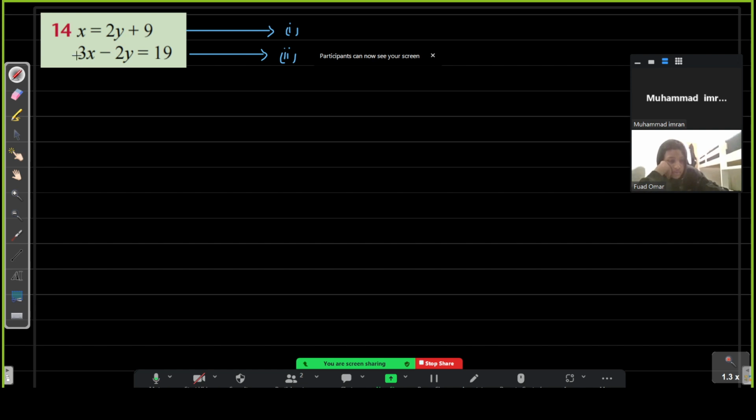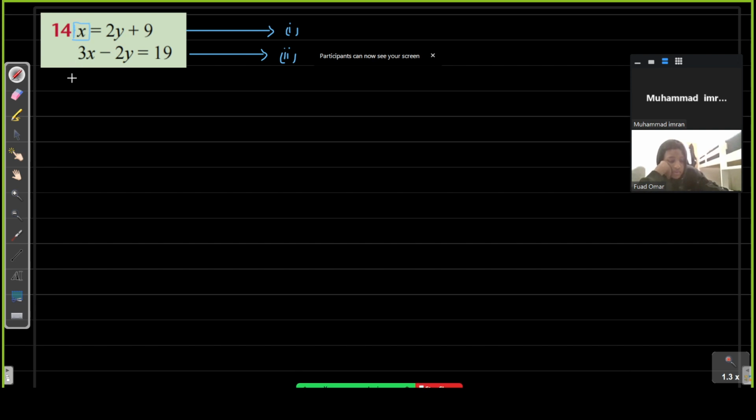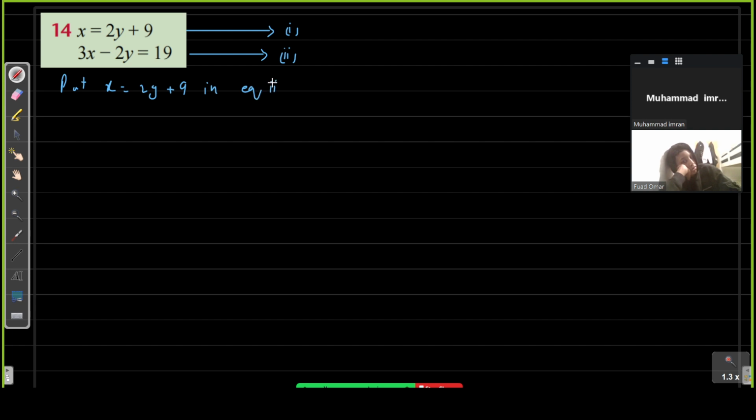So in question number 14, we have the value of x, and we can use this value of x as 2y plus 9 in equation number 2. If I put the value of x here, we can get the value of y. Put x is equal to 2y plus 9 in equation 2. So now I'm gonna say 3 times, so x is equal to 2y plus 9, so I'm gonna write here 2y plus 9 minus 2 times y is equal to 19.